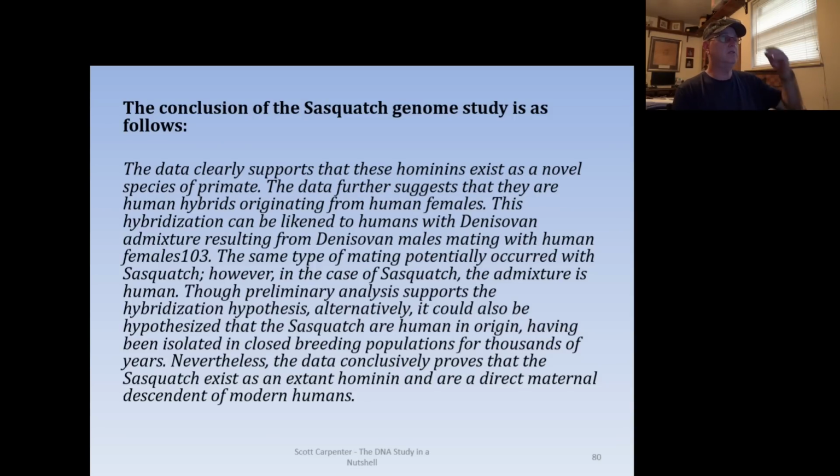Though primary analysis supports the hybridization hypothesis, alternatively, it could also be hypothesized that the Sasquatch are human in origin, having been isolated in closed breeding populations for thousands of years. Nevertheless, the data conclusively proves that number one, the Sasquatch exist, and number two, that they are an extant hominid and are a direct maternal descendant of modern humans.